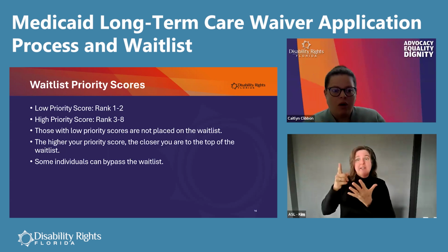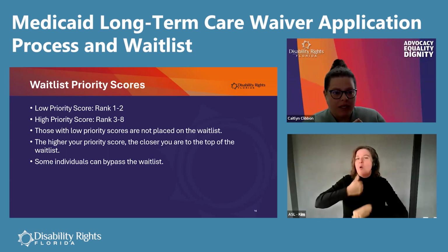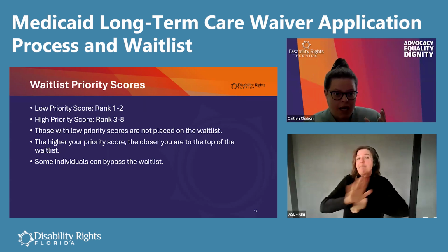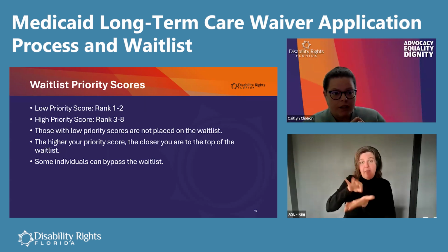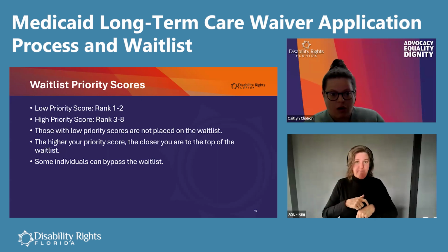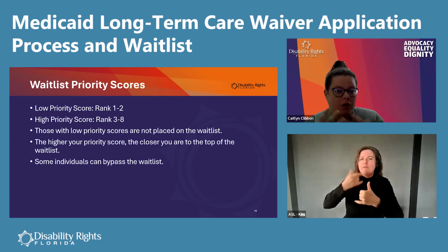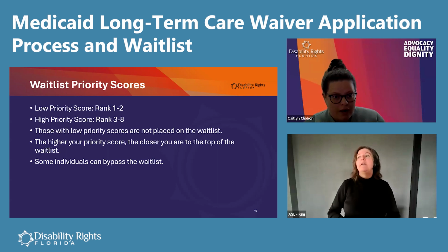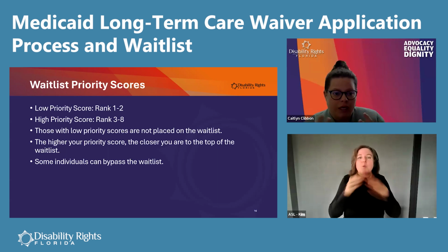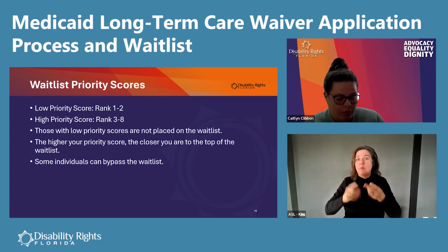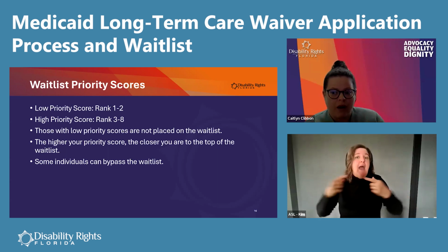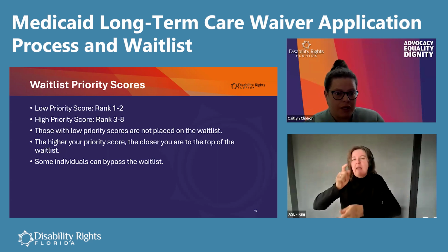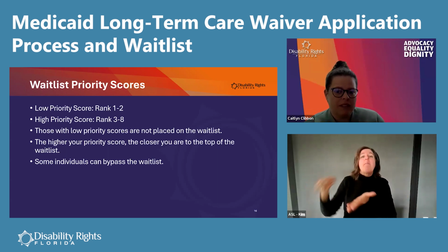It's not based on when you called or when you applied. It's based on your priority score, which can change at any time. It's not based on when you first called or when you applied again. It's based on your need. So if you lose a caregiver, if you lose your housing, if you have an injury and now have much more physical impairments or needs for care, that's going to change your priority rank. And we'll talk about getting rescreened later if something like that happens.